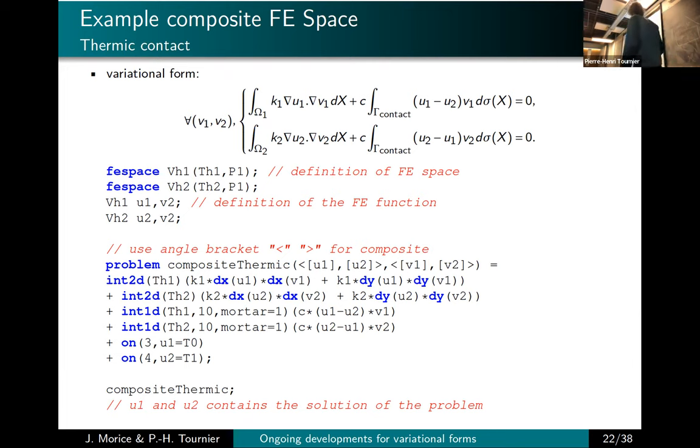Here I define only the effect space. I use P1 for the main H1, corresponding with the mesh for the omega 1 domain. I define the effect function here. And after, to define my variation term with the composite effect space, I use angle brackets as a problem. And after I solve the problem with compute thermic. I will now give you the code run.